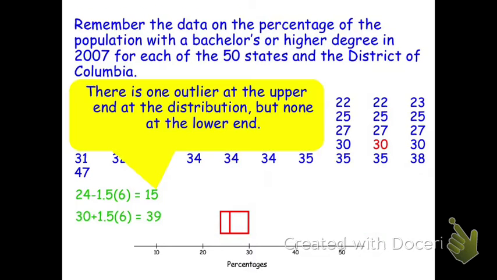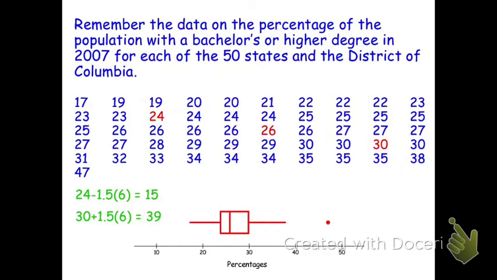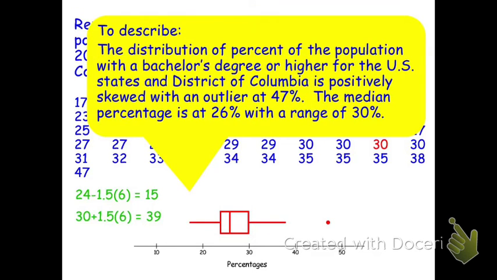So here's what we did. If I were to describe this, I could say that it's a right skew. It has an outlier at 47, the median is 26, and the range is 30. So I've got my center, which is the median. I've got my unusual, my outliers, U. My spread is range. And my shape is positive skew or right skew. So center. No, it could be symmetrical.